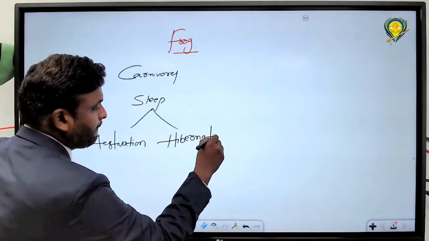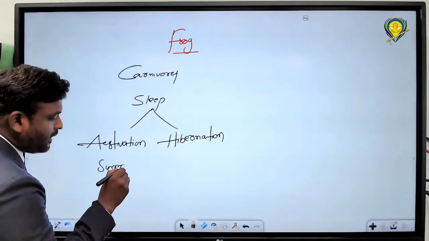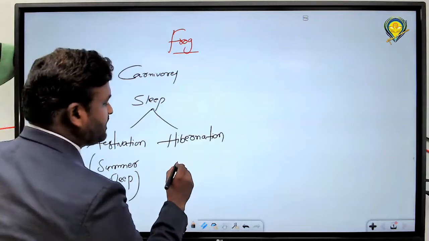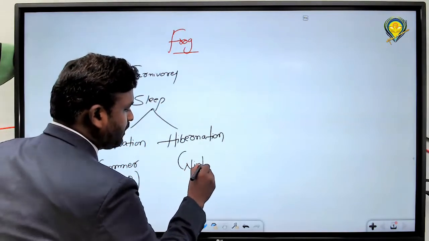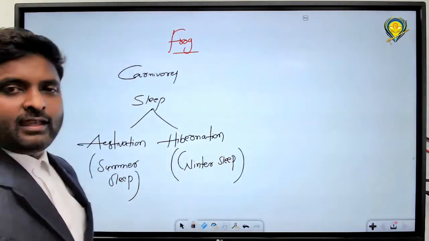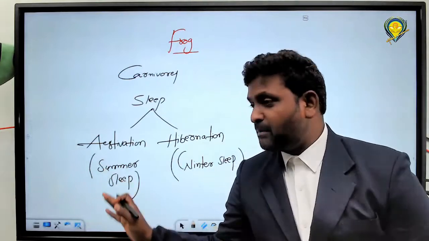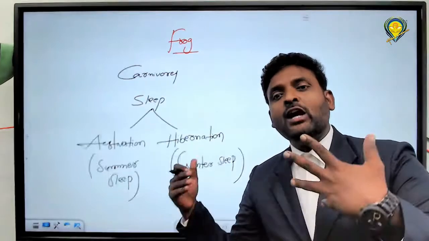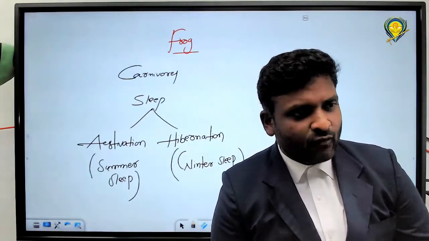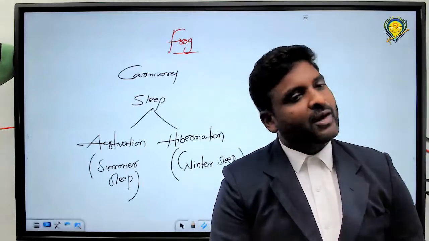Estivation is nothing but summer sleep. And hibernation is nothing but winter sleep. Estivation means summer sleep, hibernation means winter sleep. In summer there is high temperature, in winter there is low temperature. They cannot tolerate it, and they have to enter burrows for inactivation of life. Correct, all of you? That is the sleeping stage of the frog.